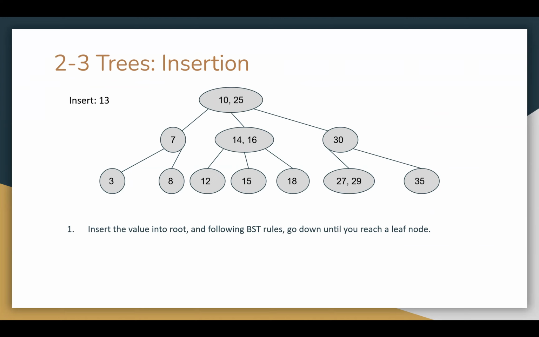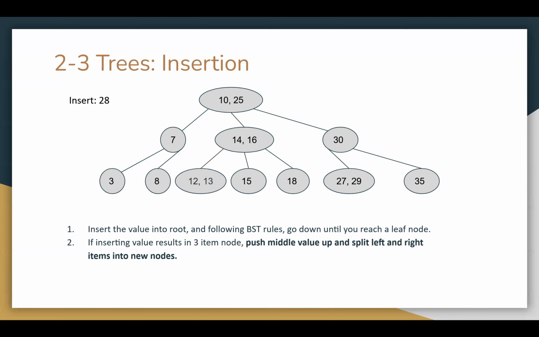We insert the value into the root and we follow the same rules as in BSTs and we go down until we reach the correct leaf node. So 13 is between 10 and 25, so we go through the middle child. 13 is less than 14 in the middle child, so we go to the left. And now 13 is greater than 12, so we put 13 into this leaf node after 12. Leaf nodes can have 2 items, so this is a perfectly valid 2-3 tree, and we're done.